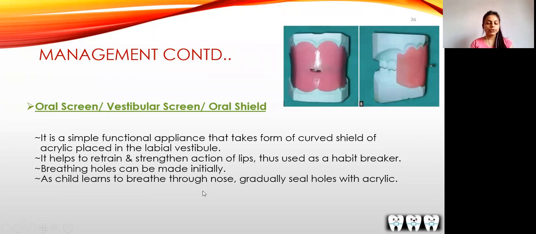Now let's talk about the oral screen, or the vestibular screen, or oral shield. It is a simple functional appliance that takes the form of a curved shield of acrylic placed in the labial vestibule as seen in the figure. It helps to retrain and strengthen the action of lips and is used as a habit breaker. Breathing holes can be made initially, and as the child learns to breathe through the nose, gradually we can seal the holes with the acrylic.